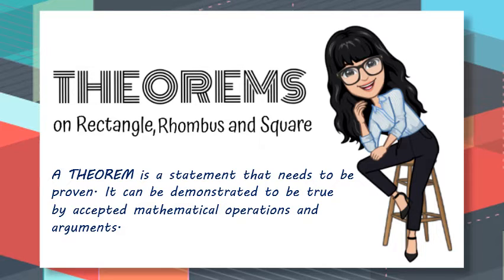And you may be familiar with the word postulate. A postulate, on the other hand, is a statement that is assumed to be true without any proof. So the difference between a theorem and a postulate is that a theorem is a statement that needs to be proven before we accept it as a true statement or a fact or a mathematical concept. But a postulate is a statement that doesn't need proofs. It is already assumed to be true without any proofs.